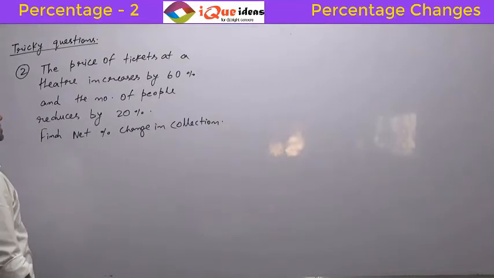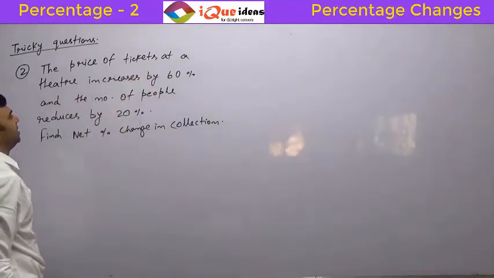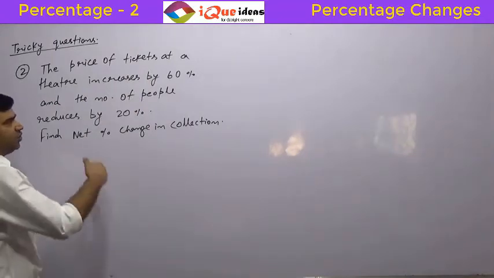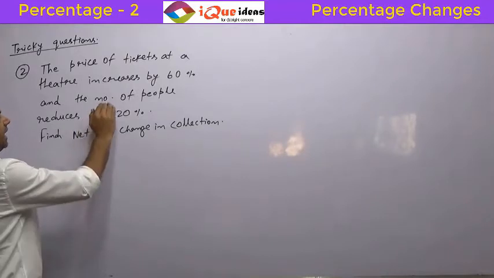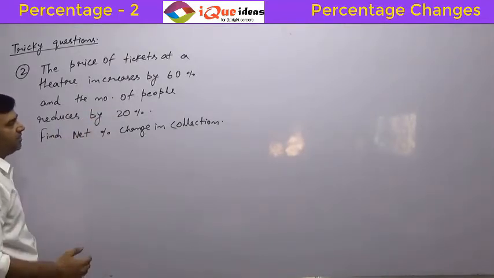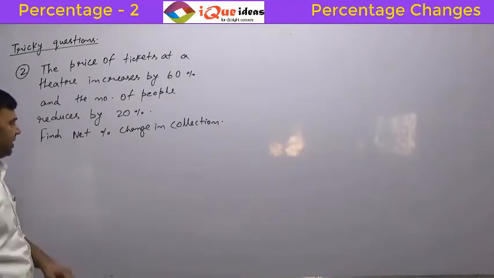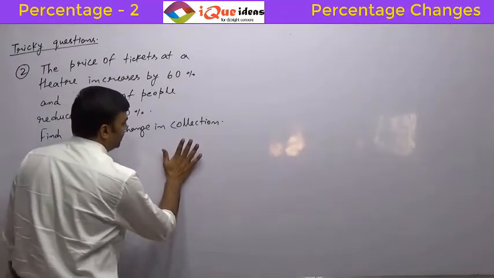Now let's look at this question. It says the price of tickets at a theater increases by 60%. And we are assuming that all the tickets are of the same price. So all of them increase by 60%. And the number of people reduces by 20%. We are assuming 100% occupancy initially. So later on, like I said, whatever it was, it reduces by 20%. Find the net percentage change in collection.